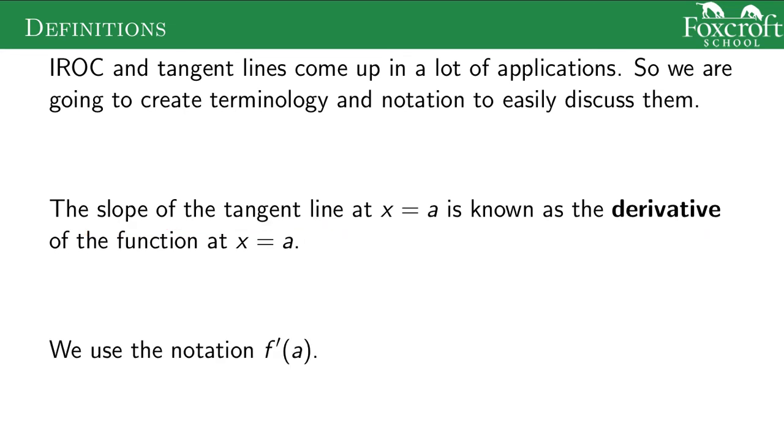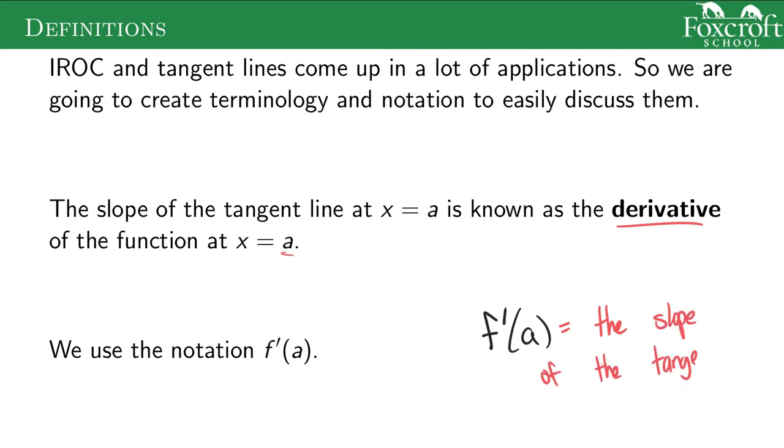The notation is actually pretty simple. If we want to talk about the derivative at a of the function f, we just put this little prime, this little tick mark. When I write it by hand, it'll look like that. I just put this little tick mark there to represent that I'm doing the derivative instead of the original function. So this means the slope of the tangent line at x equals a.